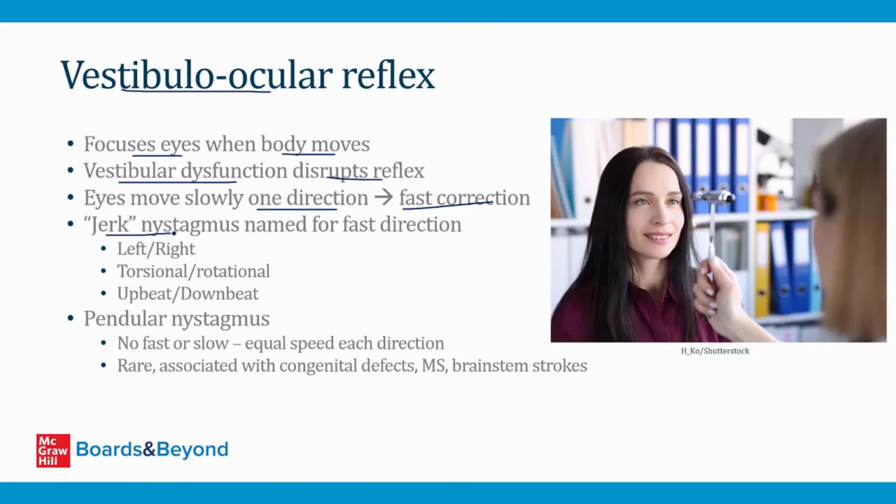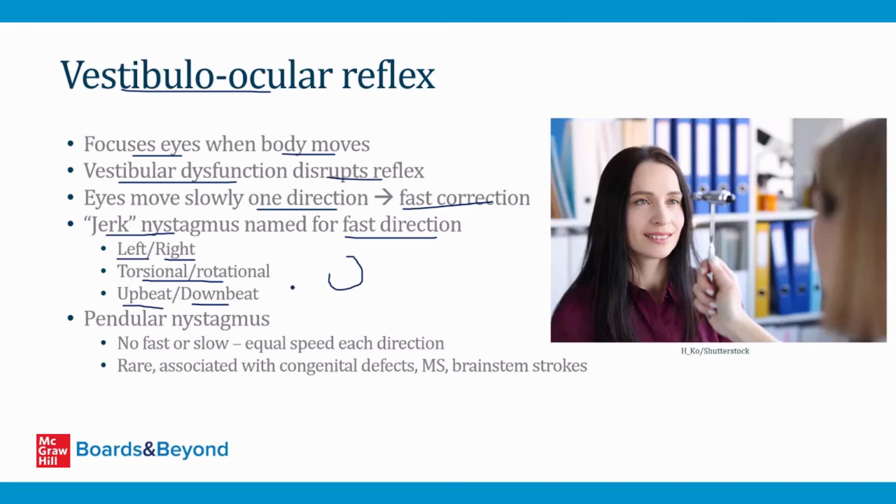And this is what happens when the eyes drift slowly in one direction, and then they rapidly correct or jerk back in the other direction. And jerk nystagmus is named for the rapid correction, the fast direction that the eye moves backward after a slow drift in one direction. So for example, you can have left jerk nystagmus or right jerk nystagmus. You can also have torsional and rotational nystagmus. This is when the eye is trying to rotate in one direction and then corrects back in the other direction. And then you can also have upbeat or downbeat jerk nystagmus. There are many other types of nystagmus.